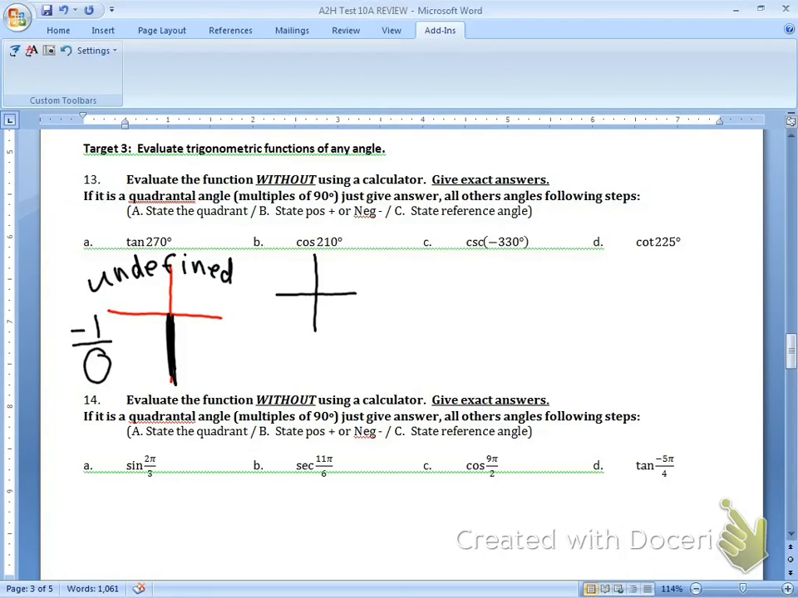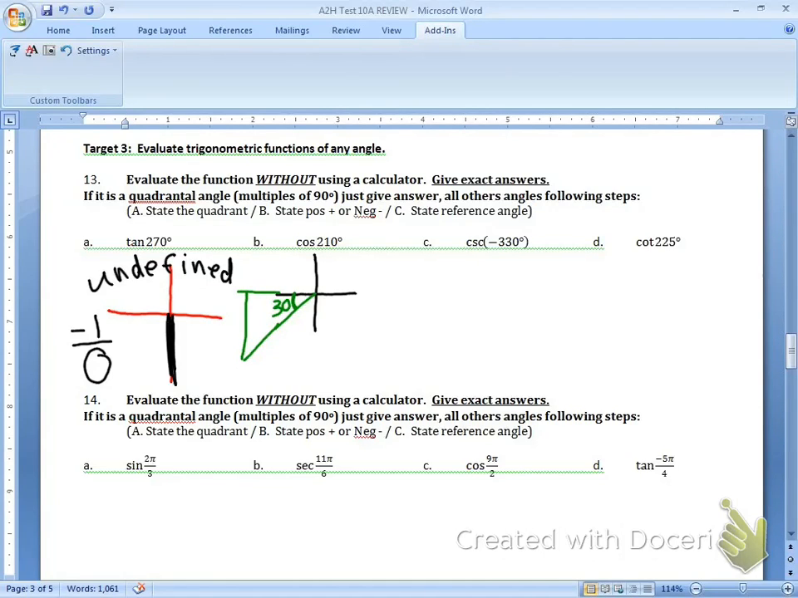Okay, cosine of 210. For the cosine of 210, we first need to find out what quadrant we're going to be in. 210 is past 180, so we're going to end up here in the third quadrant. The reference angle, how far past 180 did we go? We went 30 past 180. So we're going to make a triangle here.